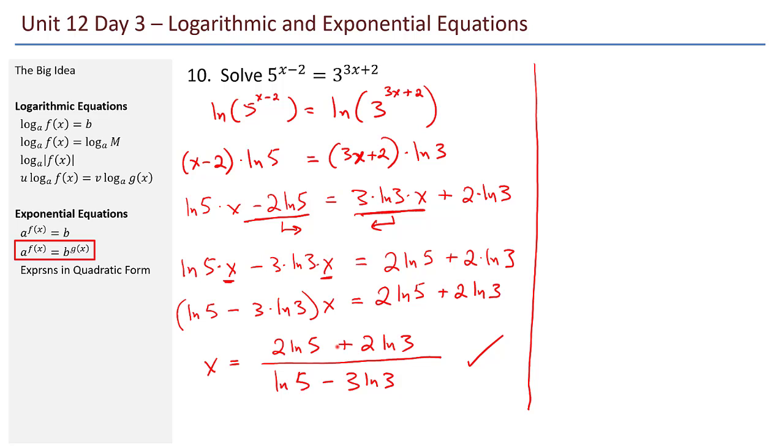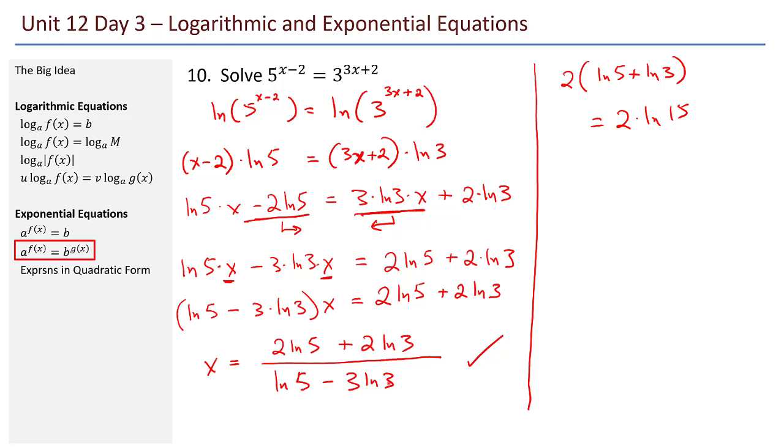That could be written as 2, and I factor out the 2, so ln of 5 plus ln 3. But natural log of 5 plus natural log of 3, I can use a property of logs, and that's really the same thing as the natural log of 15. So I could write this as 2 times ln 15.